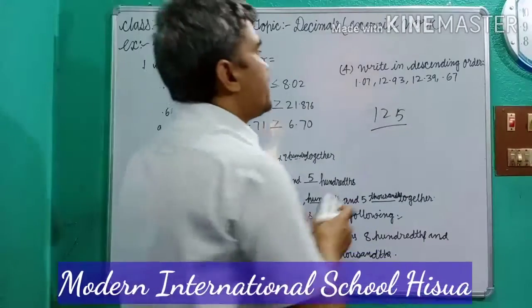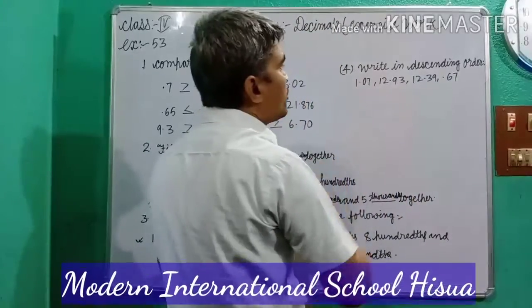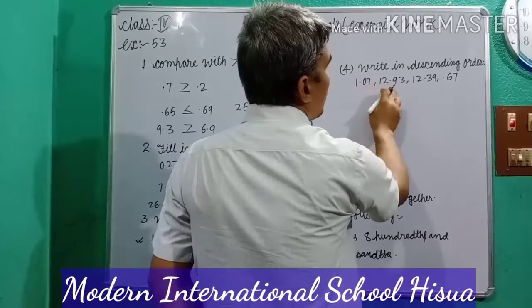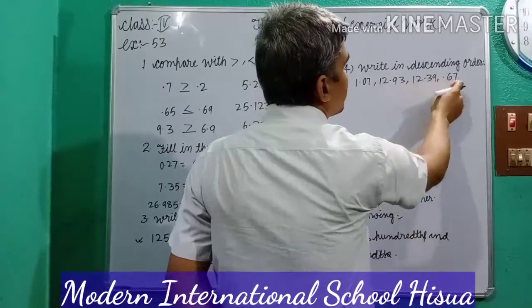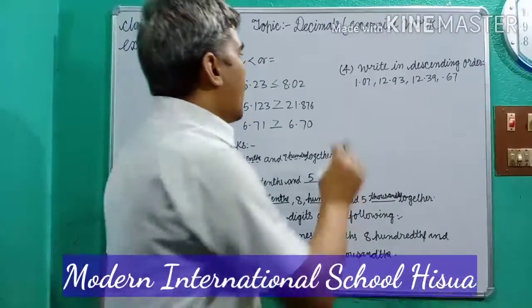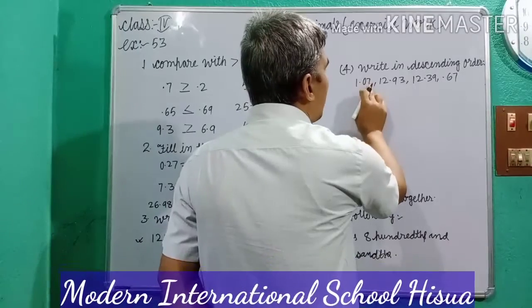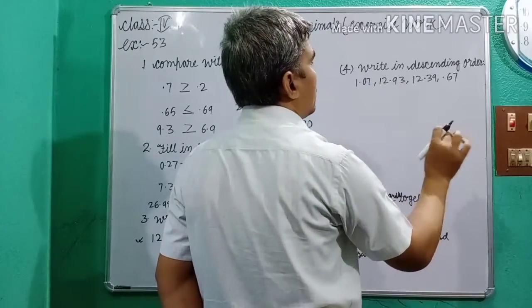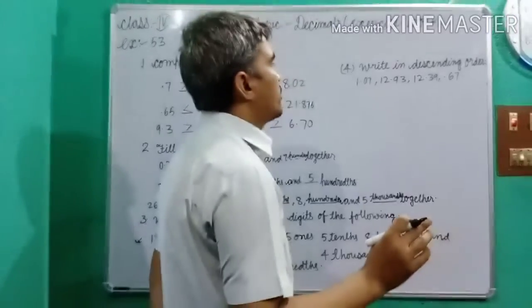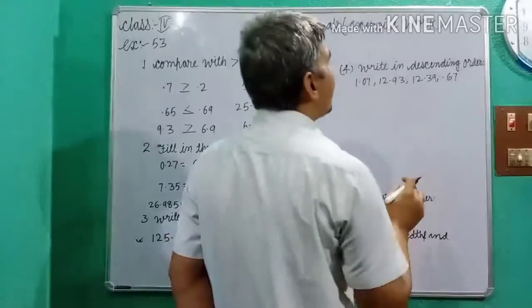Now write in descending order. At first you convert into like decimals. How to convert? Take 1.07, 12.93, 12.39, 0.67. All are converted into like decimals. After the decimal, the number of places is equal. Descending order means greatest to smallest.